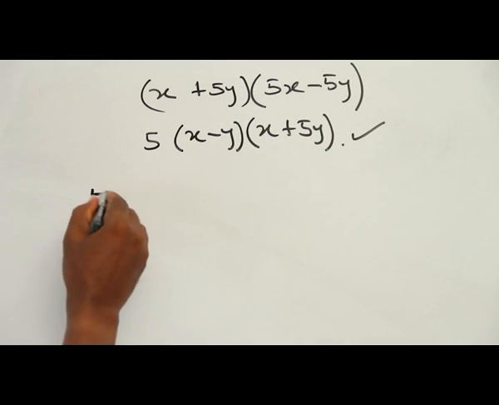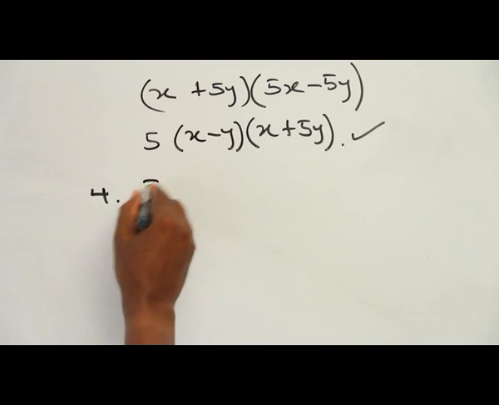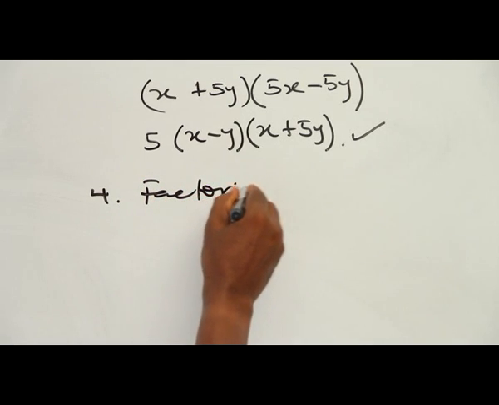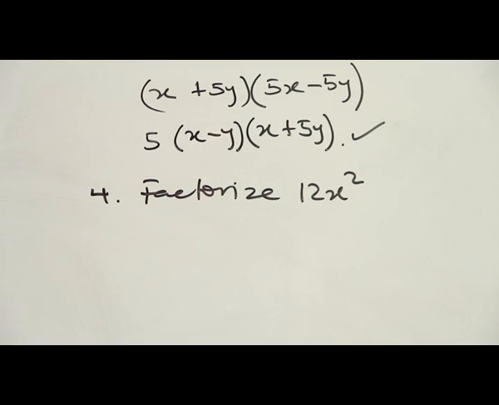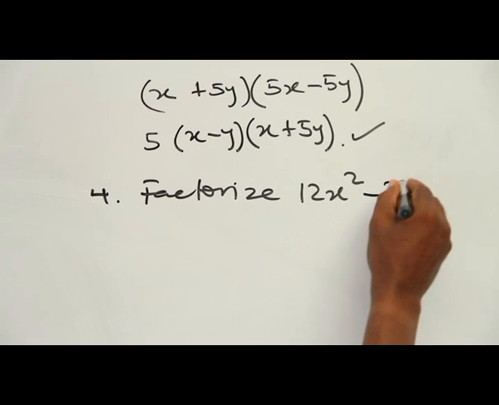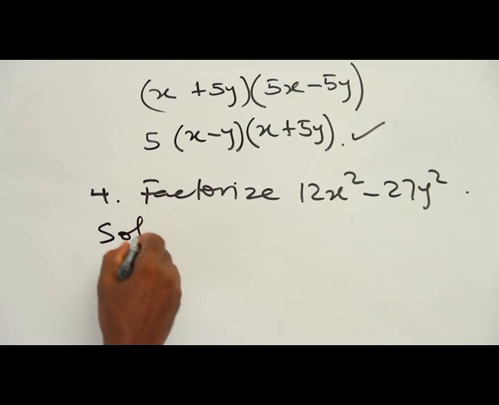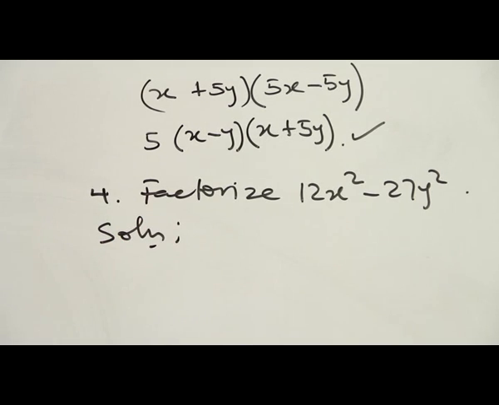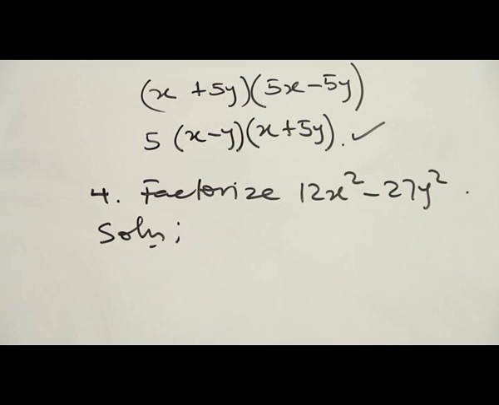Another example 4. We have here: factorize 12s squared minus 27y squared. Okay. If you look at this, your solution, 12 and 27 cannot be written as a square. It's not a perfect square.